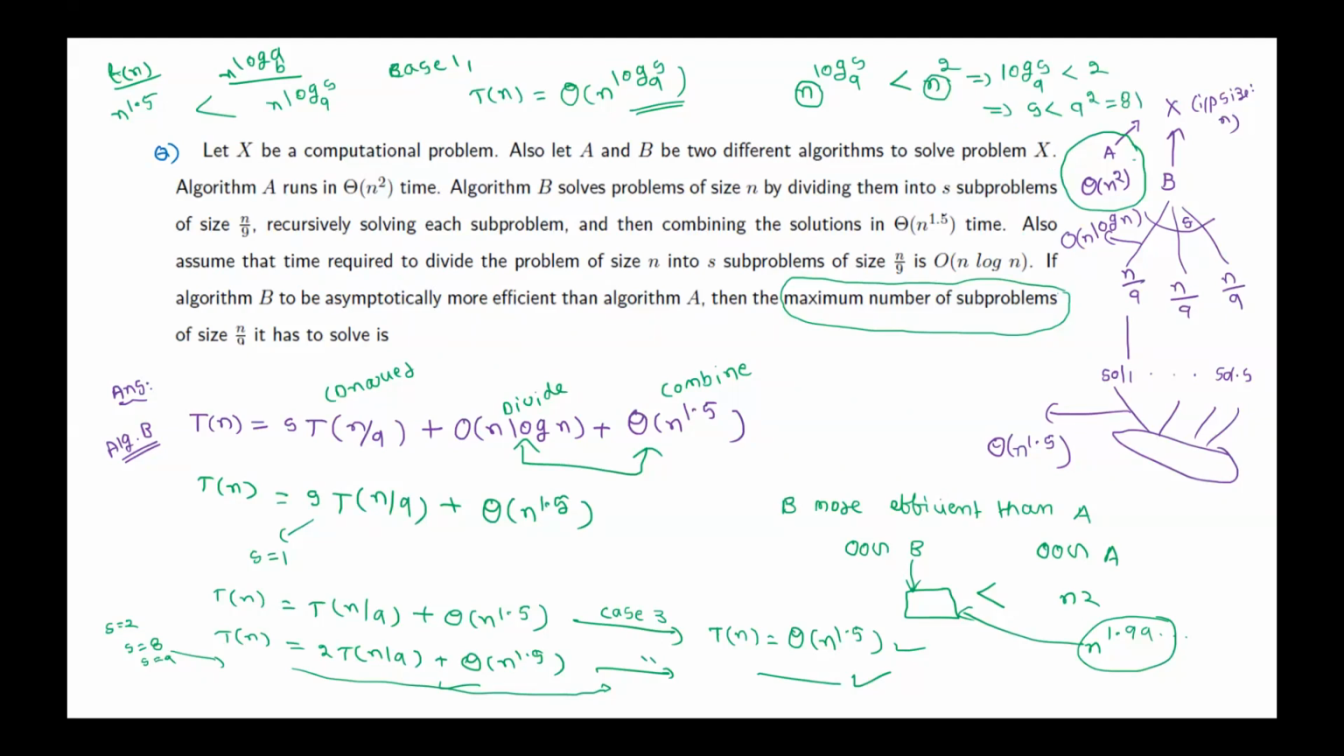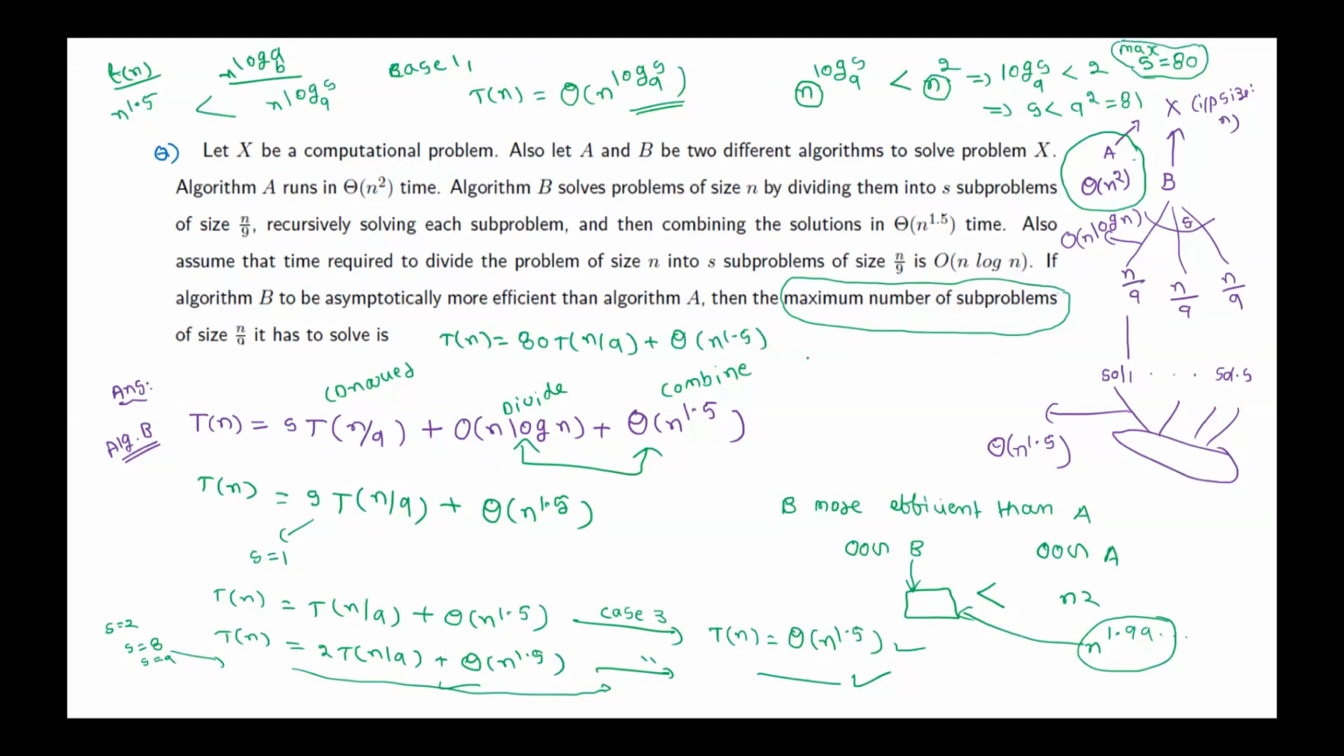Strictly less than 9 square, sir. Okay, number of subproblems is an integer, so it is less than 81. If S is an integer, the maximum value for S is 80. That is the maximum number of subproblems we can solve so that algorithm B is still better than A. So now T of n is 80 times T of n by 9 plus theta of n power 1.5.